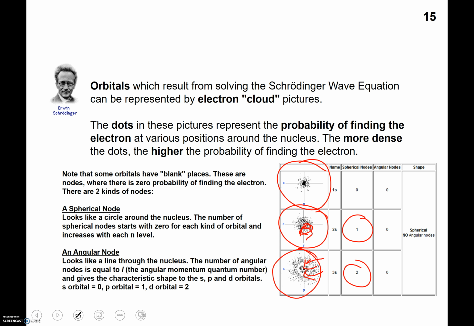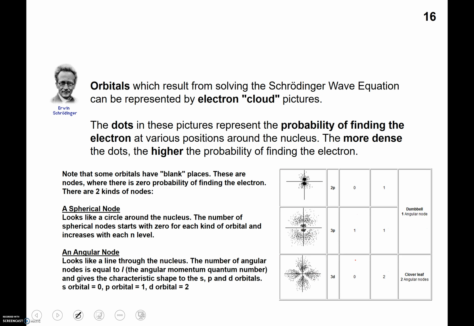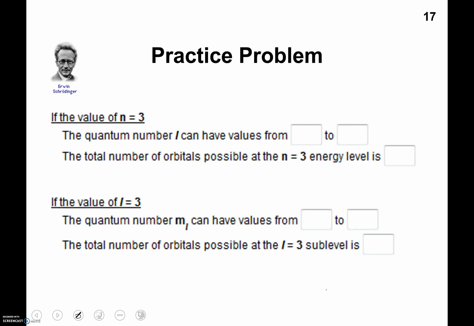We actually have no letter designation for spherical nodes. We just ask how many spherical nodes or how many nodes there are. Spherical just means it's a round node. Some things have angular nodes, which are more like a line through there. This one has a spherical node and a line through it. This one has 2 lines through it, 2 planes, where electrons are not found. So that's what we're referring to with nodes.